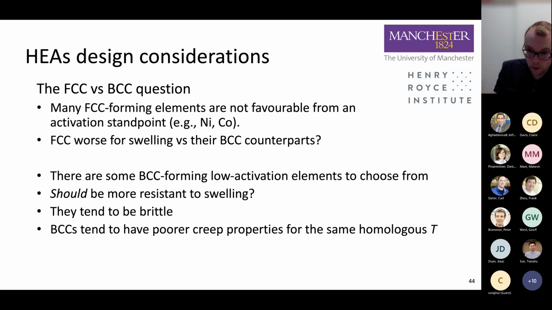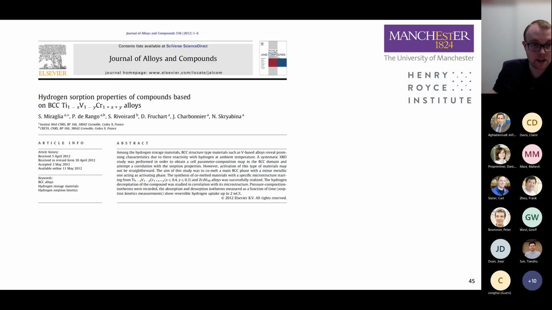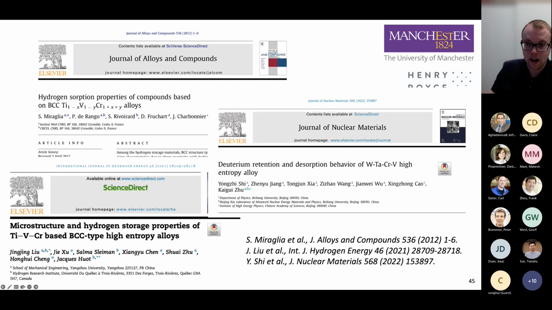They tend to have poorer creep performance at the same homologous temperature, and interstitials in body-centered cubic, in particular body-centered cubic refractory alloys, are a real problem. So hydrogen, carbon, etc., are a real problem. And just to illustrate the problem, many of the body-centered cubic alloys that you might think are suitable for nuclear applications are also being looked at for hydrogen storage. For hydrogen storage, of course, this means that they store hydrogen and also give it back out, so you should be able to spit the hydrogen back out again.